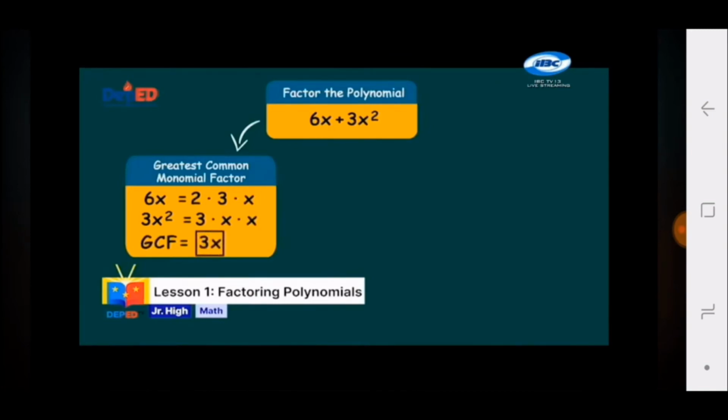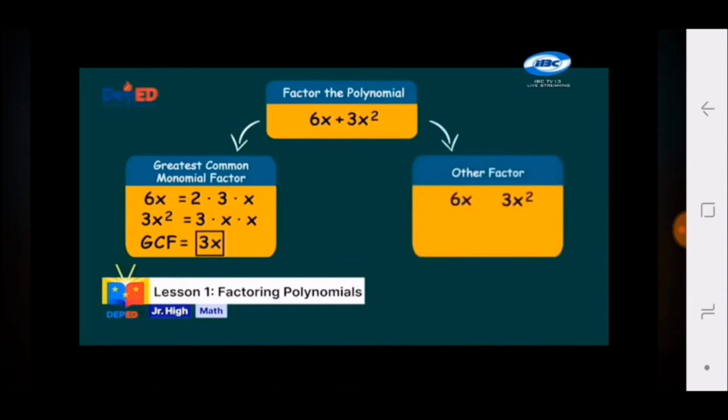To factor 6x plus 3x squared, simply divide each term of the given polynomial by the common factor. 6x divided by 3x and 3x squared divided by 3x. By applying division and the quotient rule in the laws of exponent, 6x divided by 3x is equal to 2. 6x divided by x is just 1. Then, what is 3x squared divided by 3x? 3 divided by 3 is 1, and x squared divided by x is just x. Do not forget the signs to complete our polynomial factor.